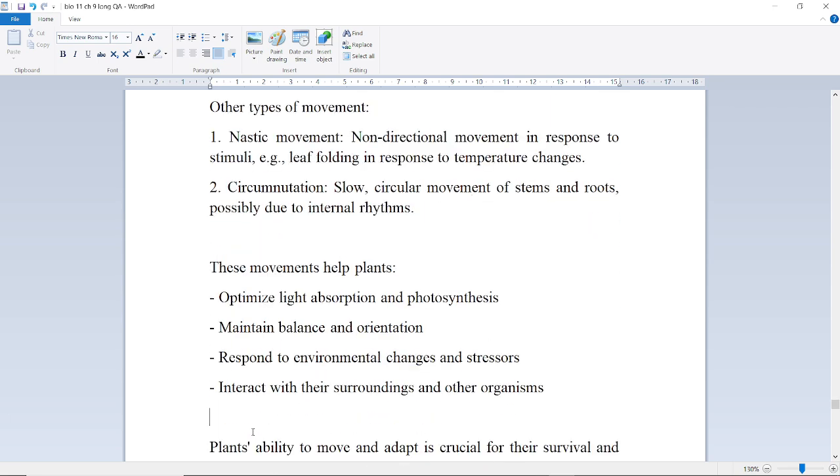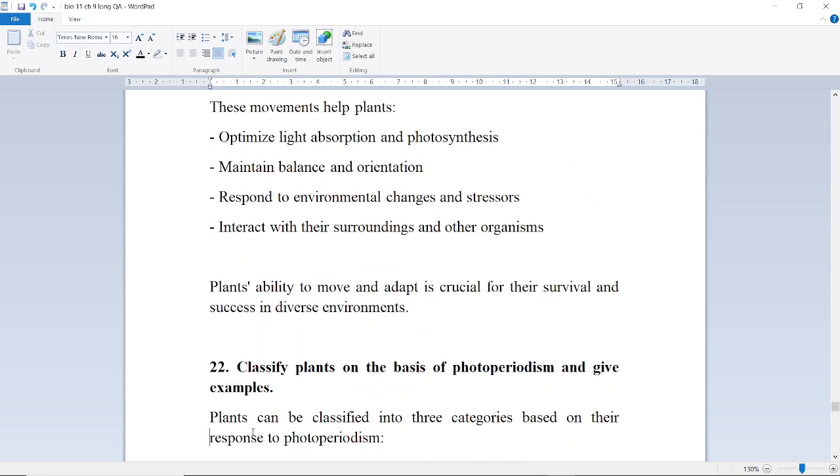These movements help plants optimize light absorption and photosynthesis, maintain balance and orientation, respond to environmental changes and stressors, and interact with their surroundings and other organisms. Plants' ability to move and adapt is crucial for their survival and success in diverse environments.